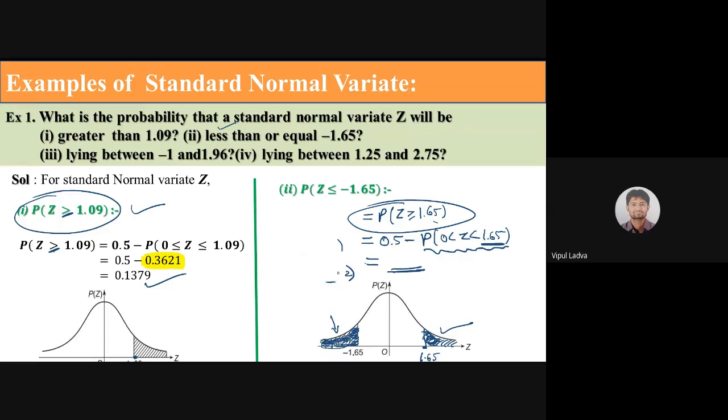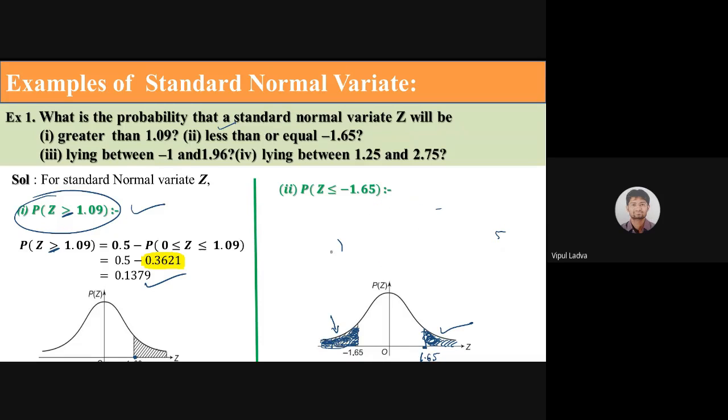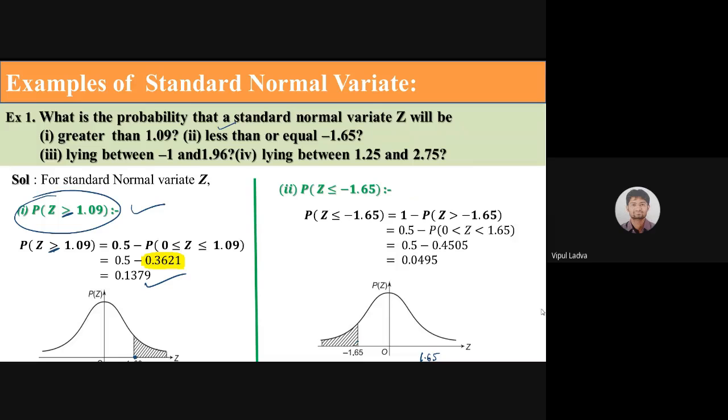So now let me show this particular solution properly, how you are supposed to write it down. This is a proper way to write it down. 1 minus P of Z is greater than equals to 1.65, now minus 1.65. Now observe here. The way I had presented here, it is not important. It is not compulsory that your first step will be this. This is 1 minus probability that Z is greater than equals to negative 1.65.